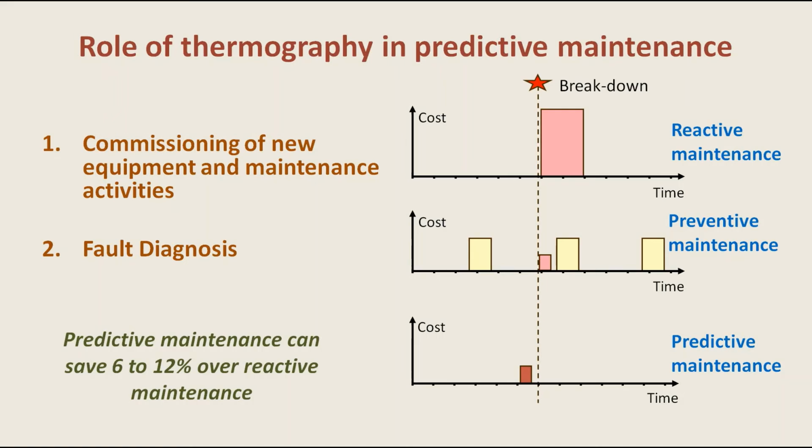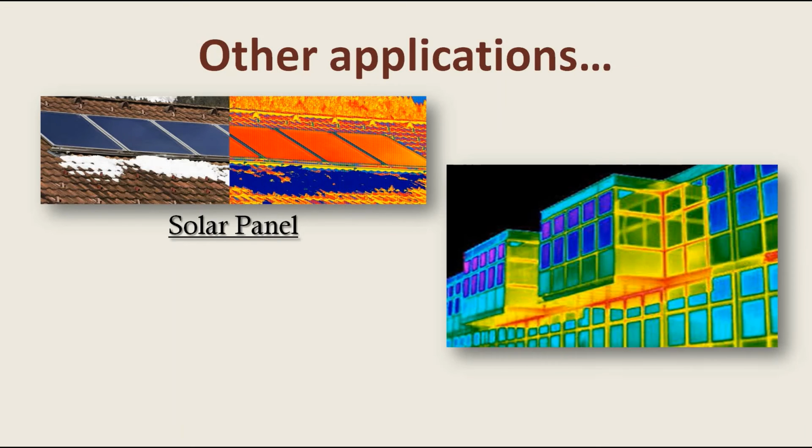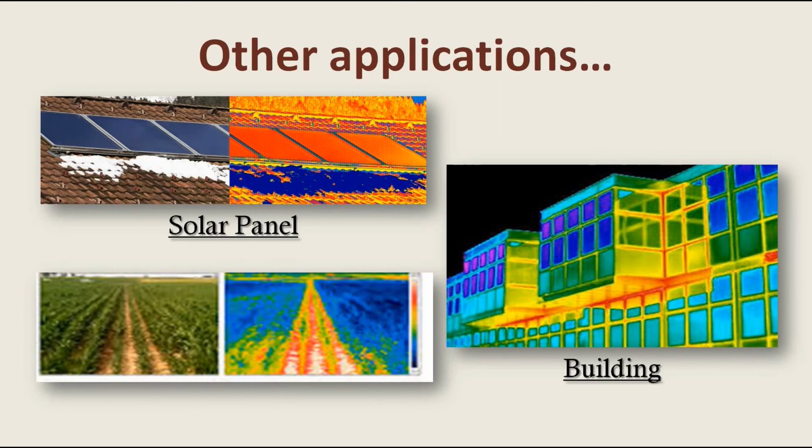So keeping this in mind, we have three types of maintenance. Reactive maintenance: repair the equipment when it fails. Preventive maintenance is done at regular intervals. In predictive maintenance, the problem is detected before failure because maintenance is planned ahead. Other application areas of thermography include solar panels, buildings, and agriculture.